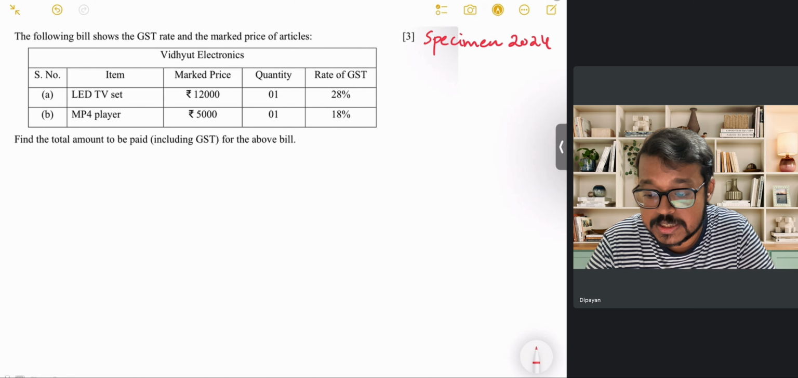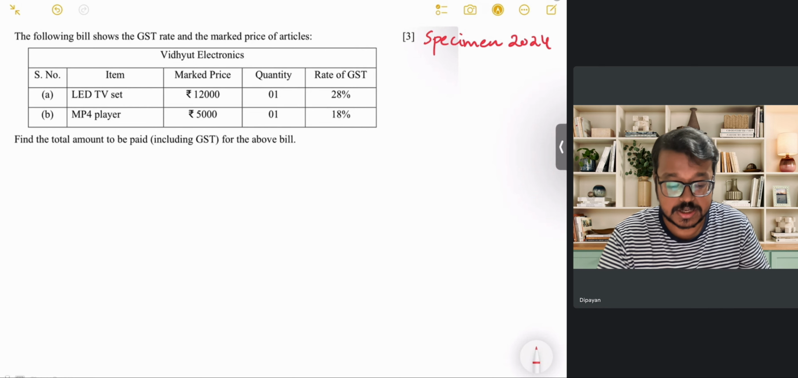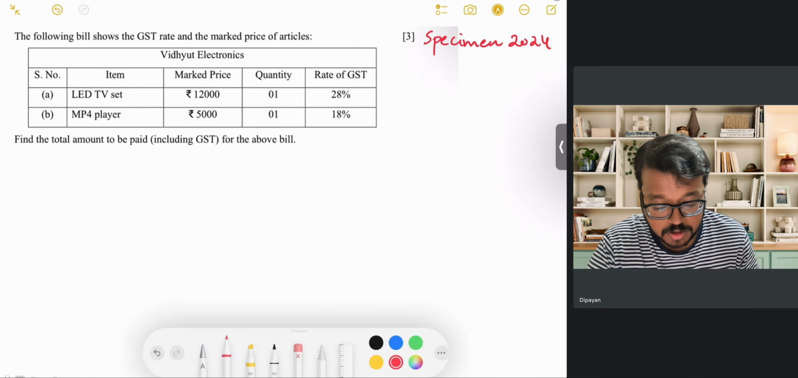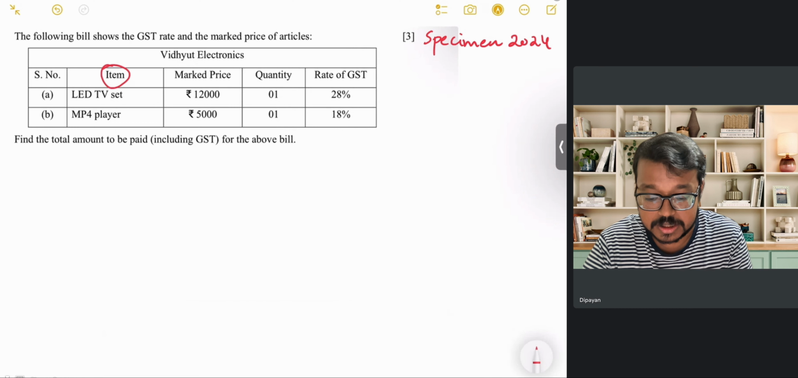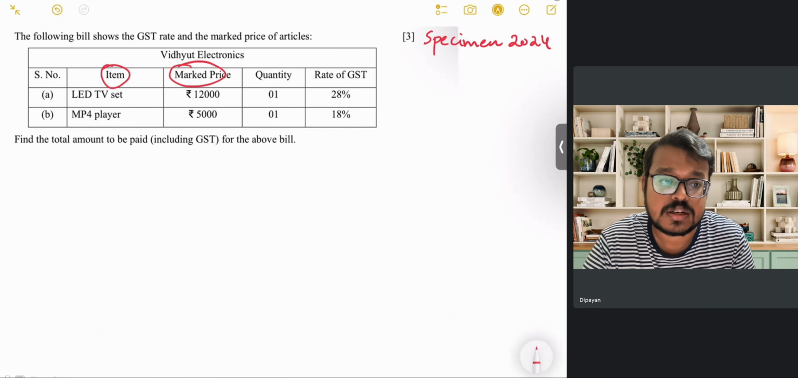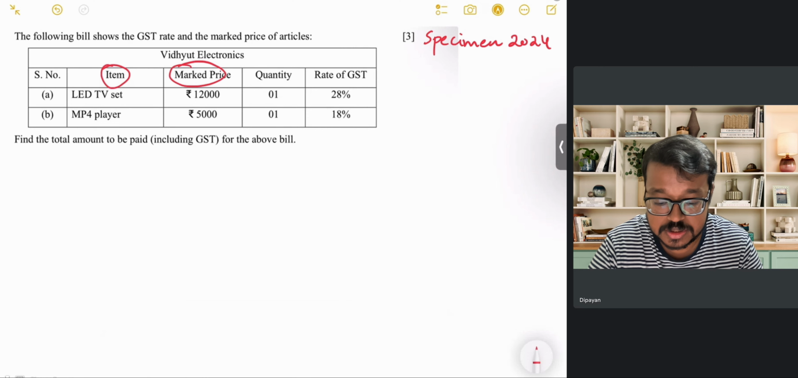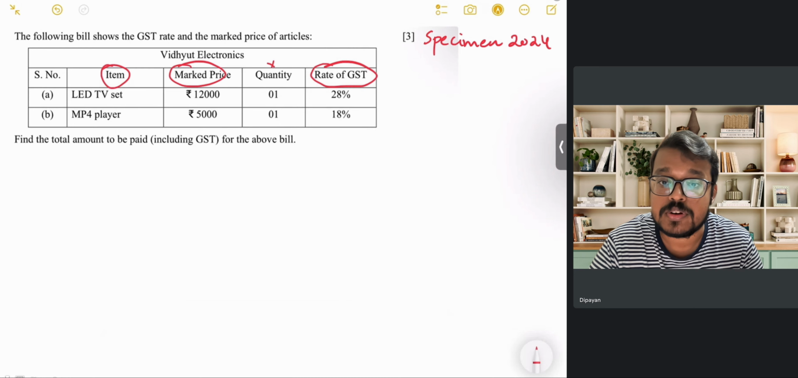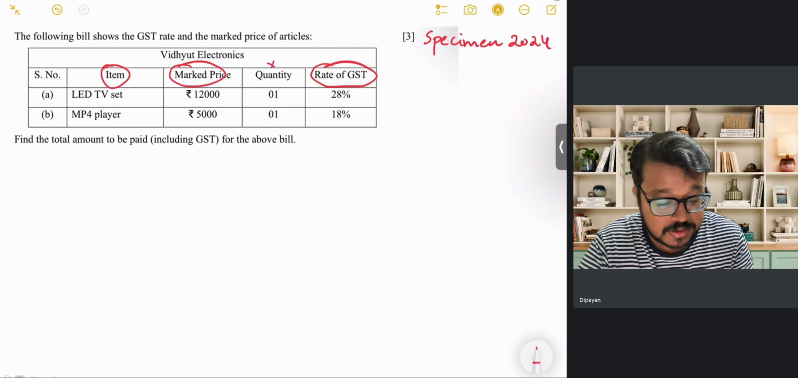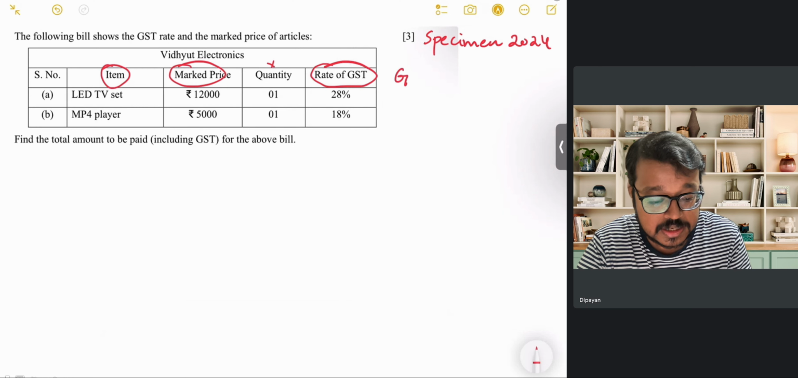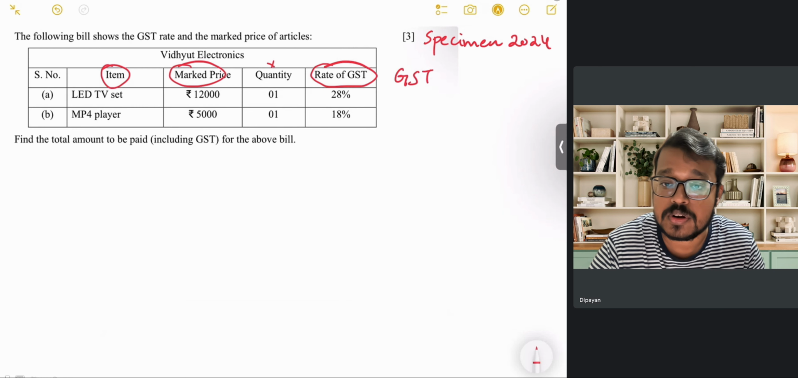So one suggestion is to copy down the given table in your notebook or answer sheet. You will be copying down the item column, the mark price. The quantity given is only 1 for each item, so this we can skip. Then you need to copy down the column of rate of GST, which is important. Then beside this you add a column where we are calculating the GST for each item.